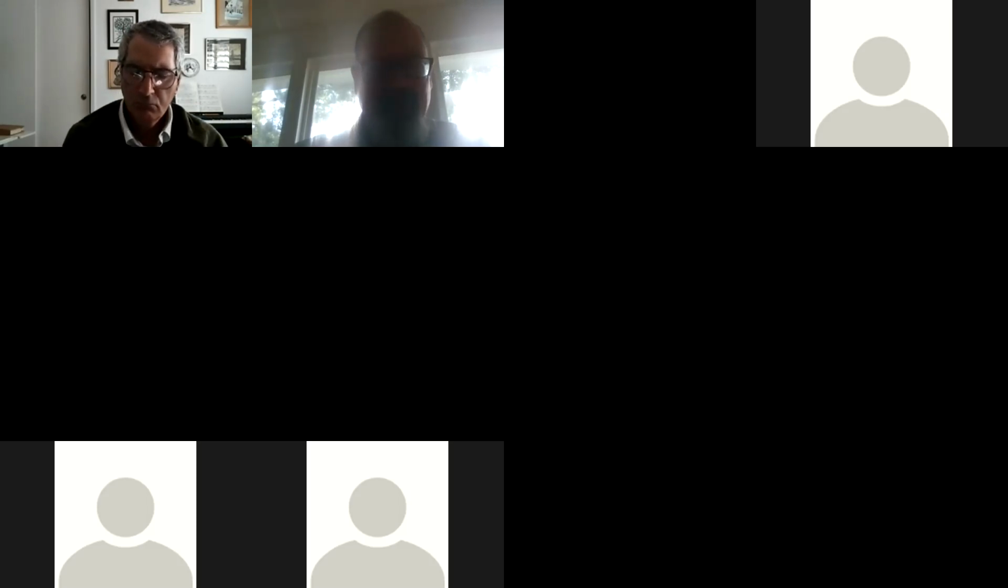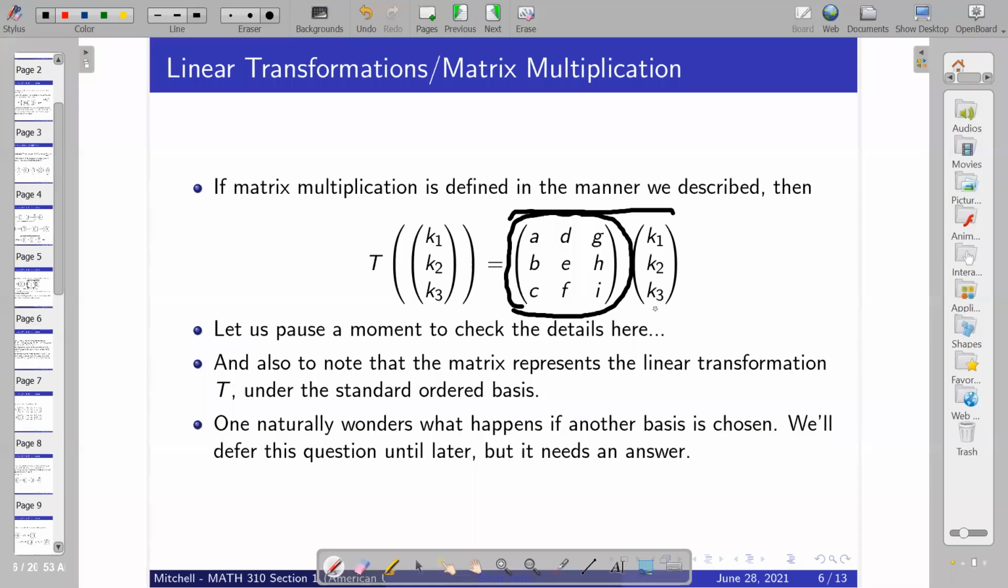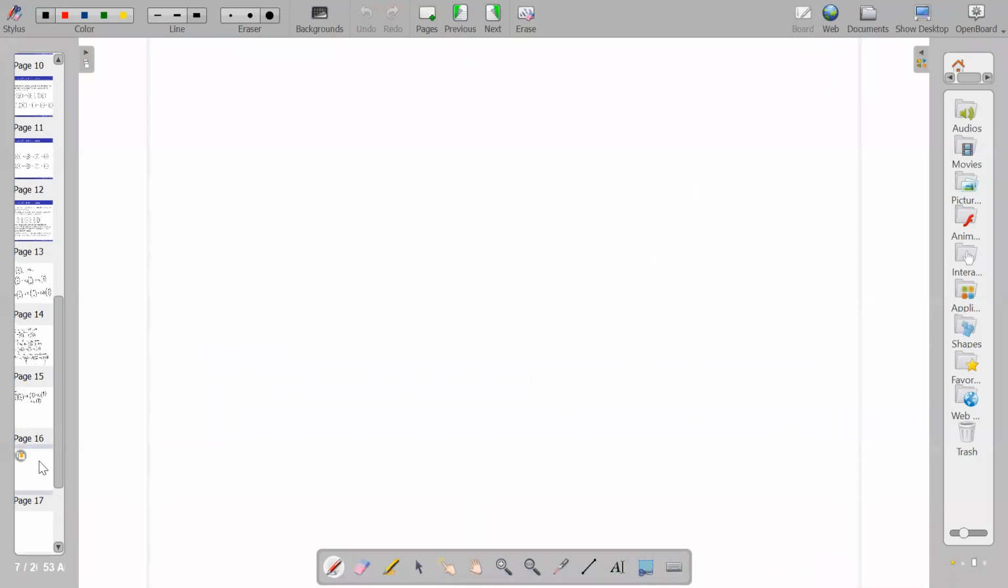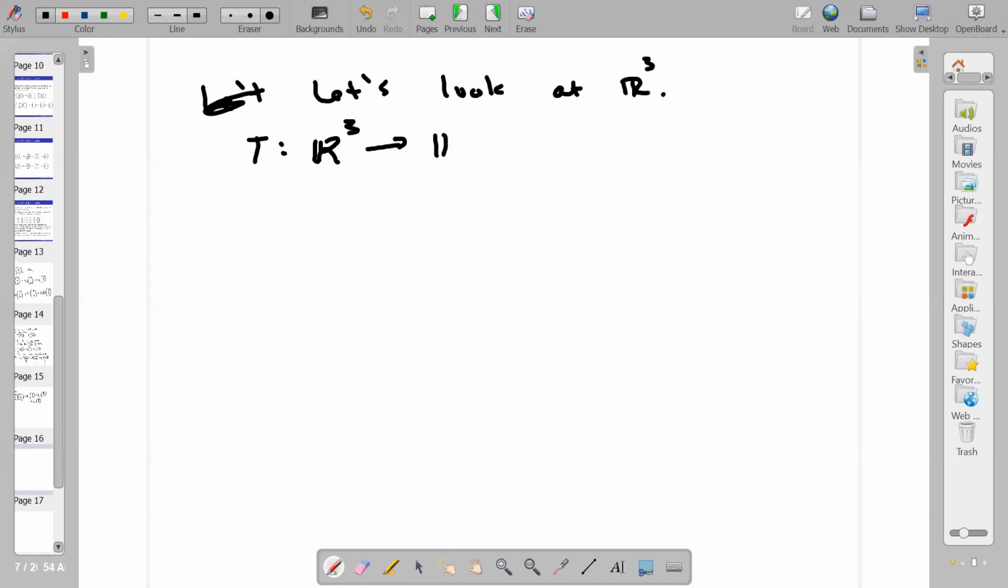So I can continue or I can pause for a minute. I did want to talk a little bit more about matrix multiplication, but maybe it's worthwhile hammering down the detail here about the relationship between linear transformations and matrices. So let's just look at R3 again. Suppose we've got a transformation, and I'll use the notation from R3 to R3, the domain and maybe the range space.